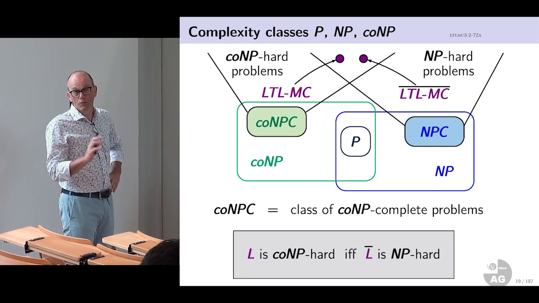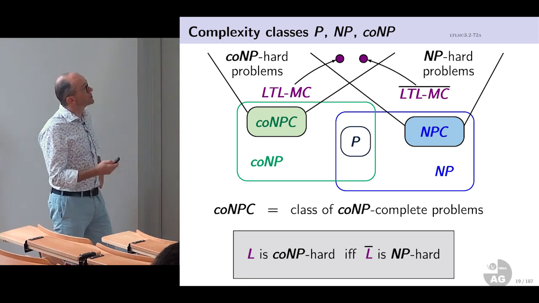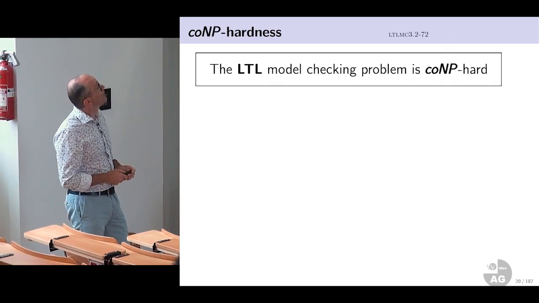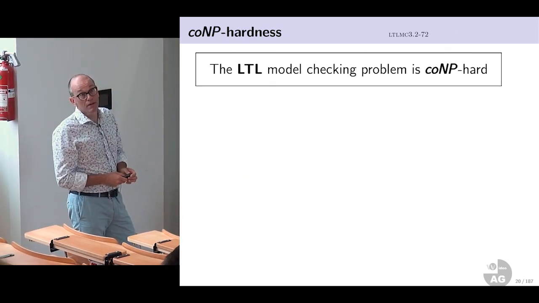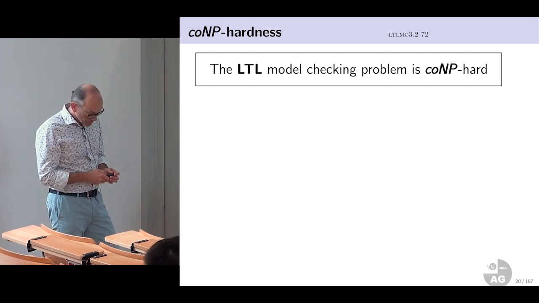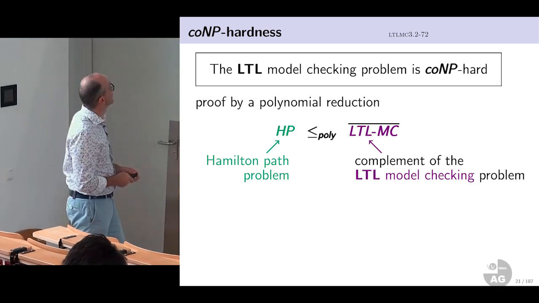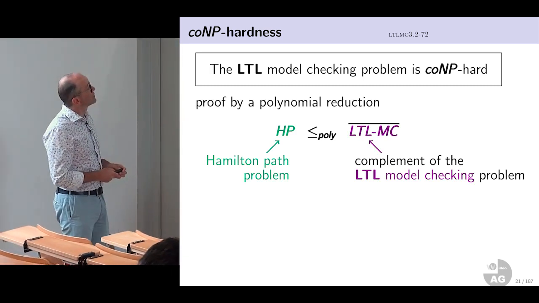Later we're going to see a more precise analysis, namely PSPACE-completeness. But the analysis as such is, I think, quite interesting. So this is the claim. The LTL model checking problem is co-NP-hard. So how are we going to show this? We're going to provide a polynomial reduction, and that looks as follows.